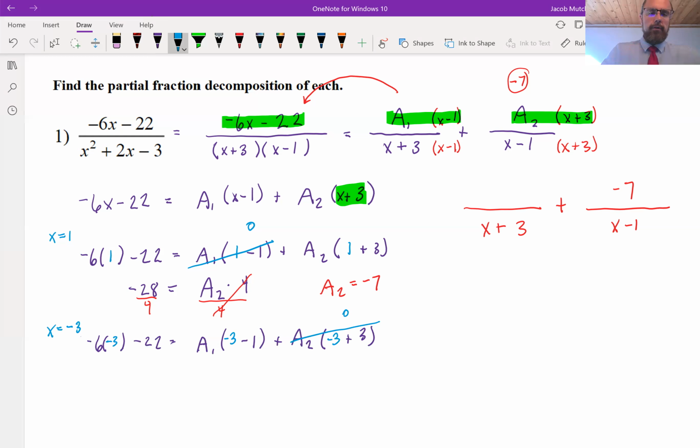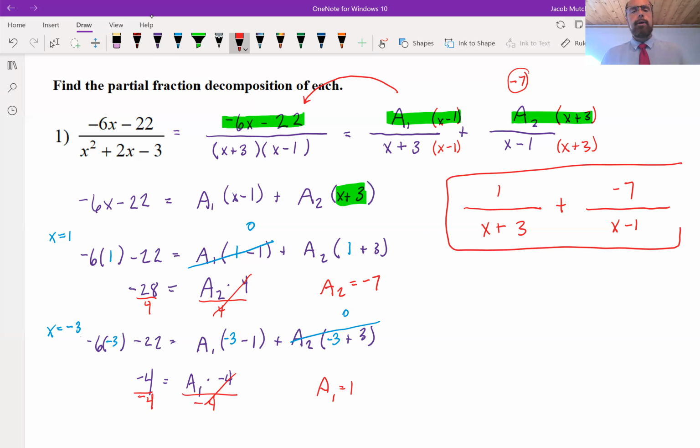So now I want to solve for a sub 1. So negative 6 times negative 3 is positive 18 minus 22 is negative 4. Is going to equal a sub 1 times negative 3 minus 1, which is also negative 4. When I divide there, I see that a sub 1 is just 1. And that completes my partial decomposed fraction. Notice it's much, much simpler than the original negative 6x minus 22 over x squared plus 2x minus 3.